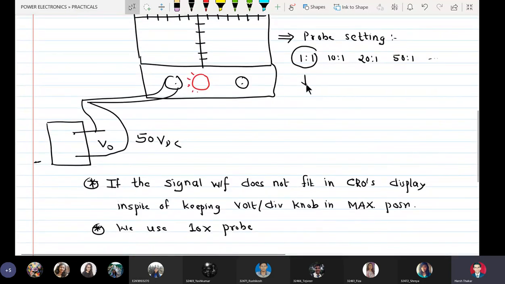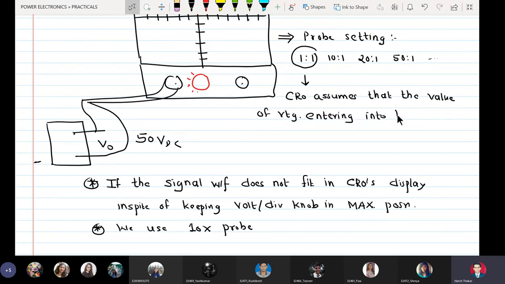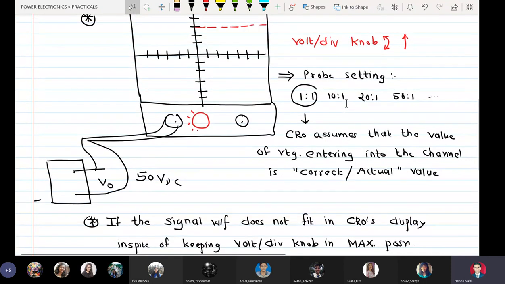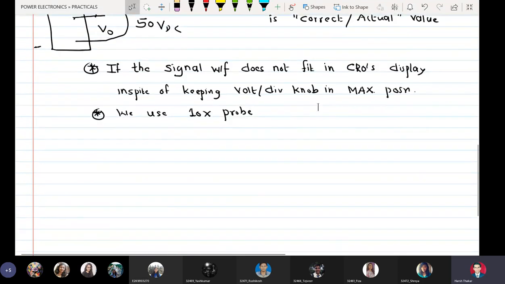If the probe setting is 1:1, the CRO assumes that the value of voltage entering into the channel is the correct or actual value. Okay, so if I keep the probe setting on the CRO at 1:1, the CRO assumes that the value of voltage entering into the channel is correct or actual value.